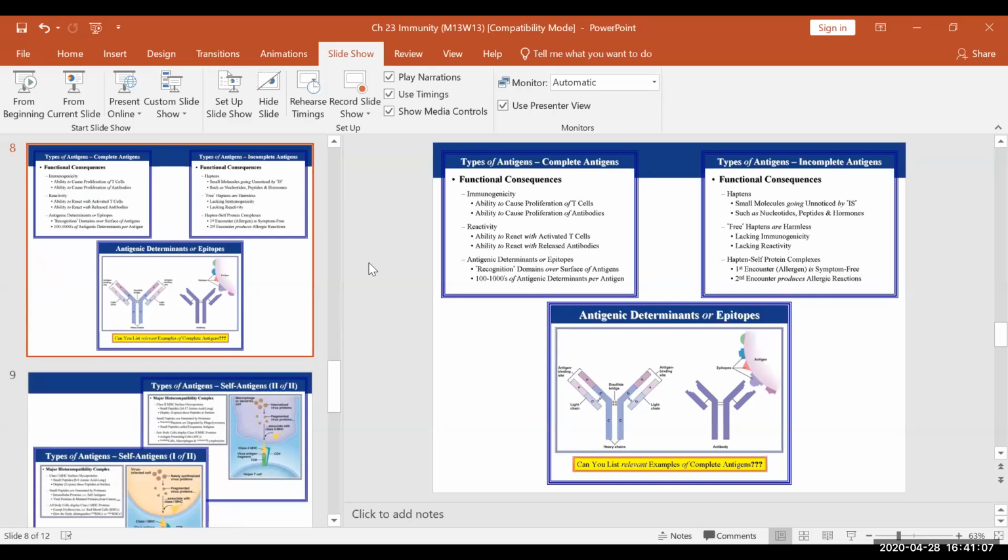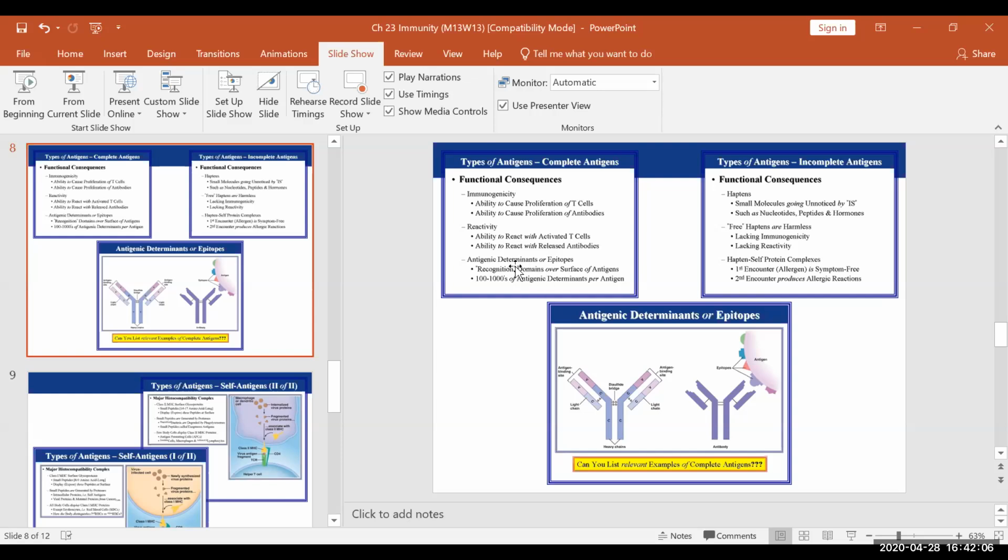So let's go and talk about this concept here. And this is important, the complete antigen and incomplete antigen. So again, immunogenicity, ability to cause proliferation of T cells. T cells are an example of white blood cells. B cells are another example of white blood cells. T cells are also known as T lymphocytes. B cells are known as B lymphocytes. Okay. So T cells, that's for T lymphocytes, and antibodies here are produced by B cells. So B cells become plasma cells, and the plasma cells produce antibodies. Complete antigen also has reactivity, ability to react with activated T cells, and ability to react with released antibodies. So when you see antibodies, it means we're dealing with B cells, we're dealing with B lymphocytes.